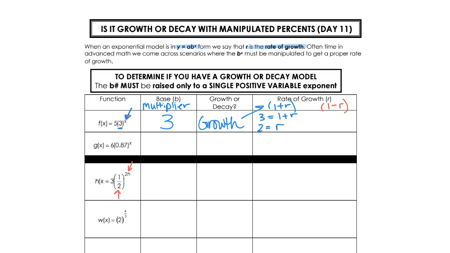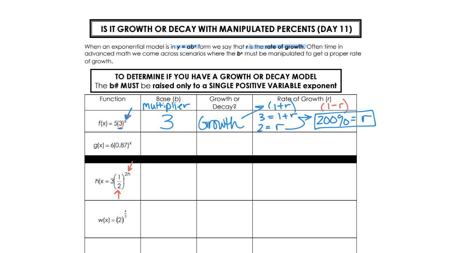And then you have to remember that R is our rate and that it needs to be put back into a percentage form. So if we take 2 and multiply it by 100 to turn it back into a percent, 200% is our rate. And so this is growing by 200%, just growing fast. Okay, let's take a look at the next one.